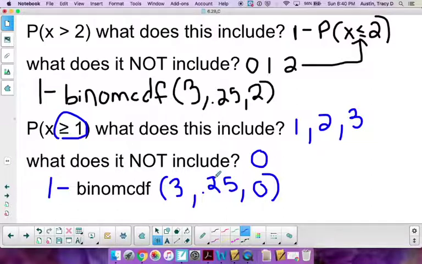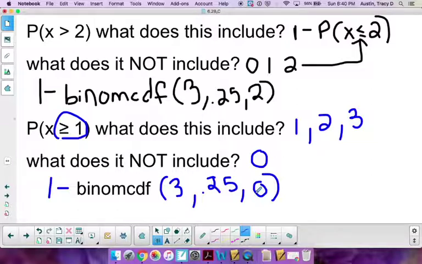Okay, there is kind of a little pattern to it as far as how it actually works. If I'm doing a strictly greater than, then I do 1 minus up to that number. If I do a greater than or equal to, then I do 1 minus all the way up to one number less. And again, it's kind of like a logic puzzle. You really have to think about what it's including, what it's not including, so that you know what to take off if you're doing a greater than or equal to.